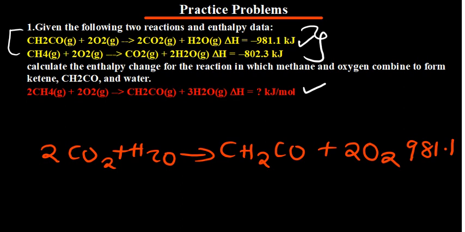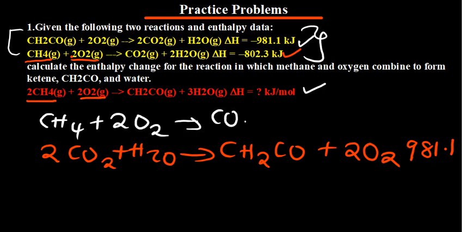Let's go to the second equation. Let's compare the second equation with this one. Methane is a reactant. How about in the main equation? It's also a reactant. Oxygen as well, it's a reactant. So there is no need for us to reverse this one because they are already matching up. So we have methane, CH4 plus 2 oxygen molecules, giving us carbon dioxide plus 2 water molecules. Of course, let's indicate our enthalpy, negative 802.3.